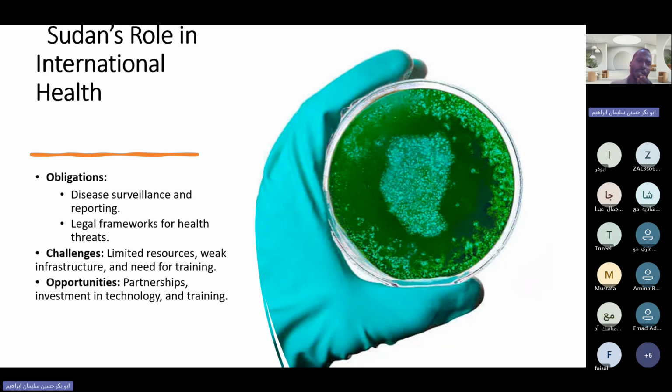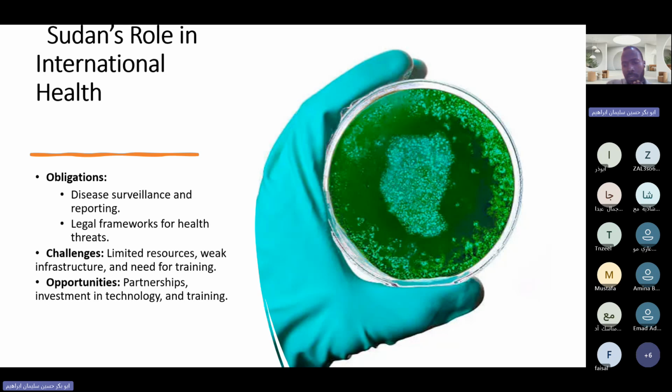So the role in international health obligation, the Sudan also is a follow on, also he's assigned in the International Health Regulation 2005 to do the disease surveillance and reporting. As you know, those teams who have worked with the Ministry of Health, especially in the epidemiology department, do the surveillance and also do the reporting.